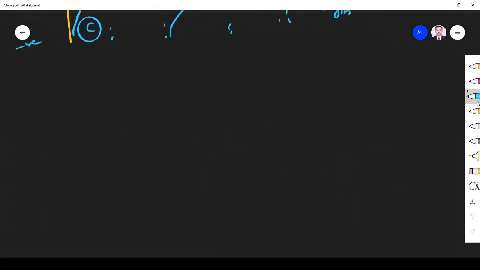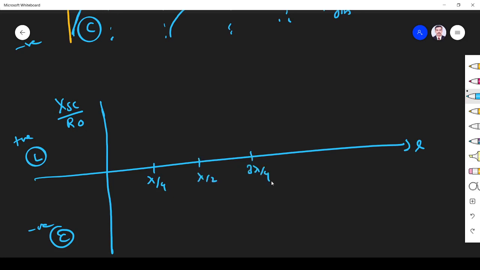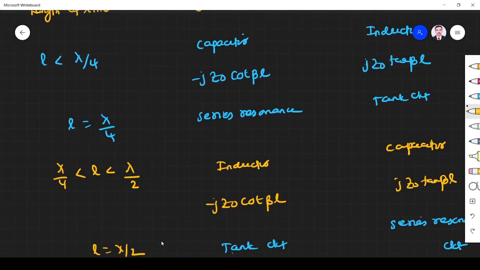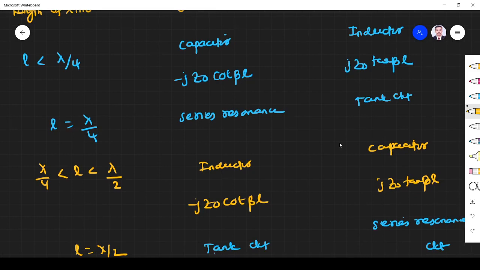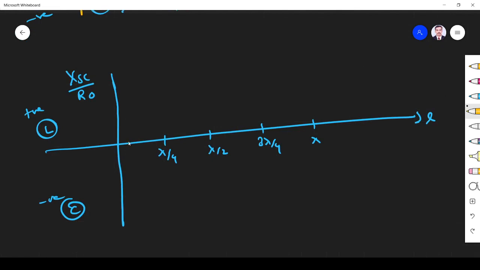We will see next the short circuit line. This is the length of the line, and the reactance is XSC by R, positive for L, negative for C. From 0 to lambda by 4, lambda by 4 to lambda by 2, 3 lambda by 4 and lambda. From 0 to lambda by 4, short circuit behaves like an inductor, which means positive reactance, so it goes like this. Lambda by 4 to lambda by 2, it behaves as a capacitor.